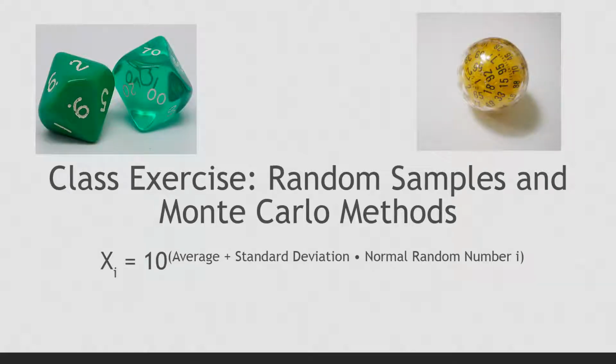Welcome to our class exercise on random samples and Monte Carlo methods. In this video, we'll simulate rolling the dice to get numbers between 1 and 99 and plugging those numbers into the spreadsheet to generate log normal values using the frequency factor method, which is shown here on the slide. So for each individual number, xi is equal to the average plus the standard deviation times the random number variate, which is in a normal distribution.